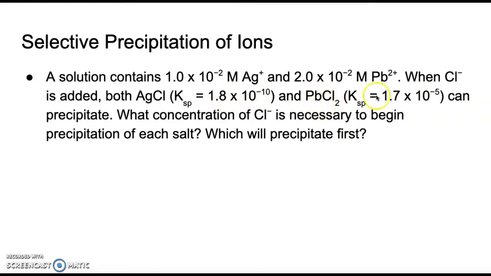And you can see I've got the KSP values for both of those. So my question here is, what concentration of chloride would be necessary to begin the precipitation of each salt, and then which of those salts will precipitate first. So let's walk through how to solve a problem like this.